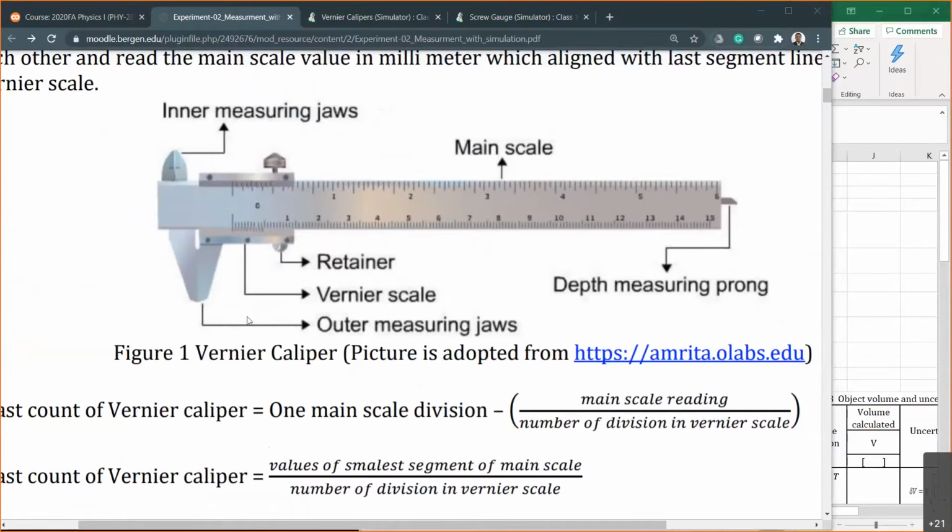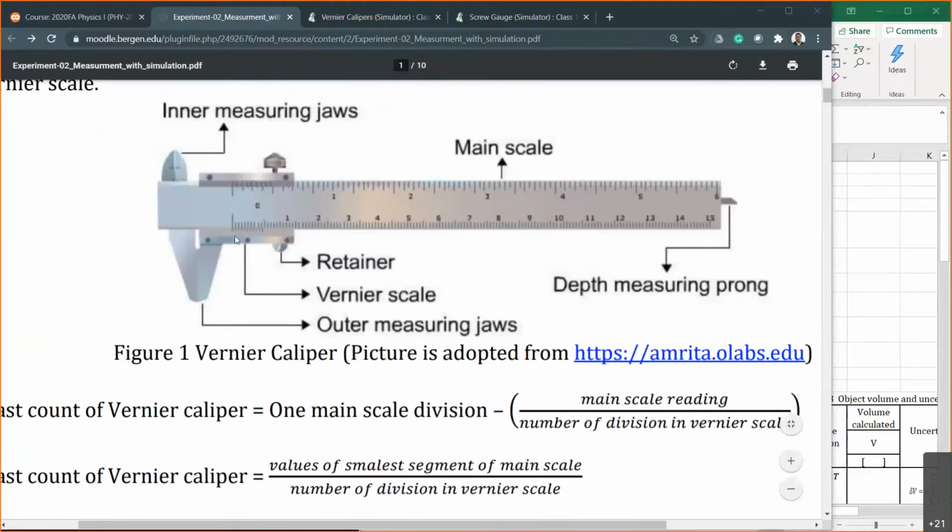So by using the Vernier scale, you can actually go far beyond the accuracy of the meter ruler, depending on how this gadget is made. Sometimes today we're going to use 0.1 millimeter accuracy, but there are Vernier calipers that can go down to 0.01 accuracy. That means 1 over 100 of a millimeter, which is so accurate. Okay. So now to get a better understanding of this instrument, let's go into the simulator.